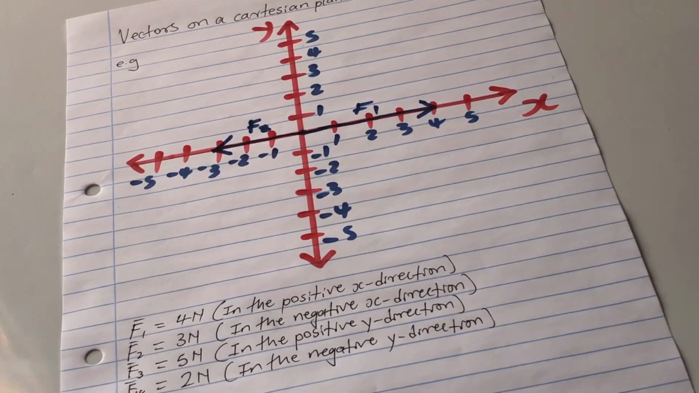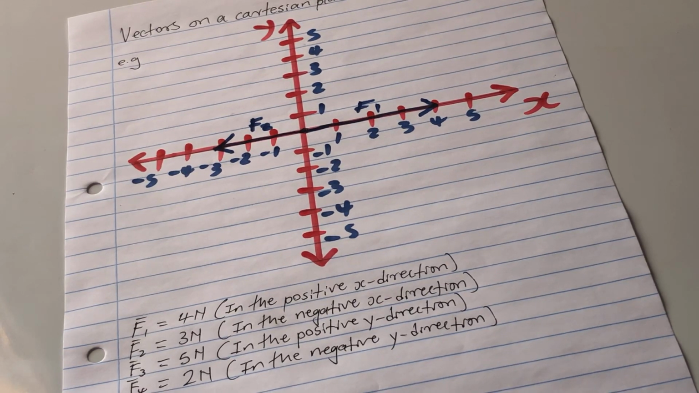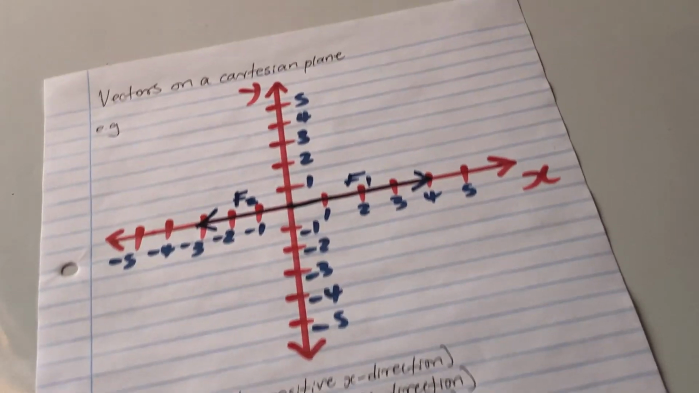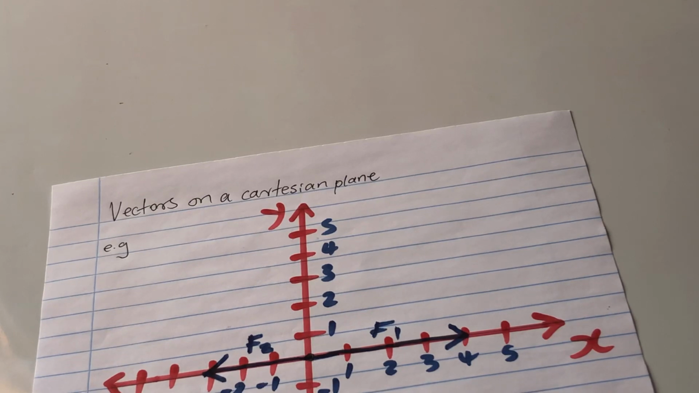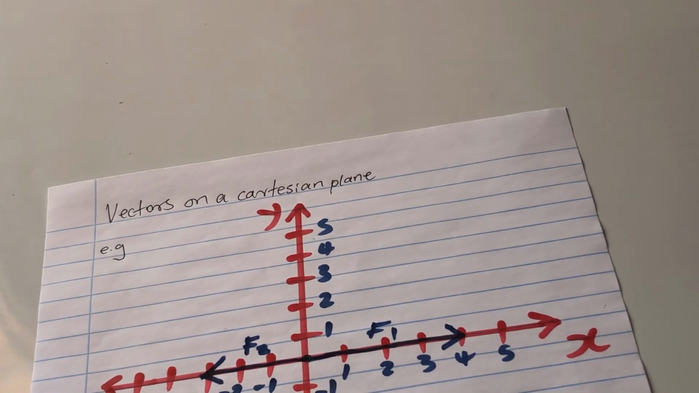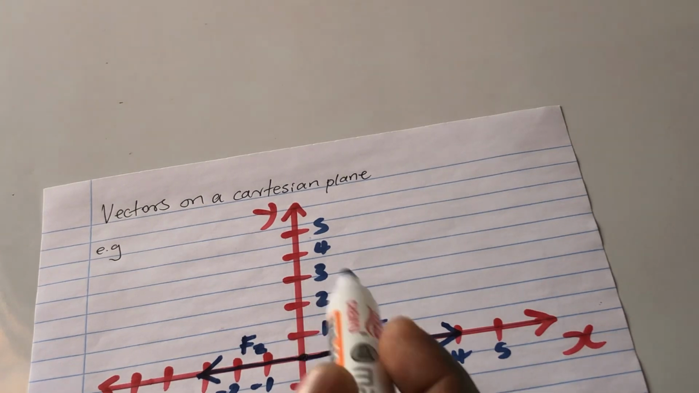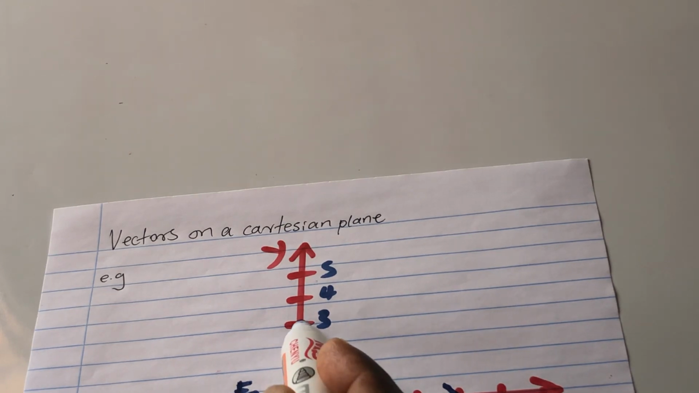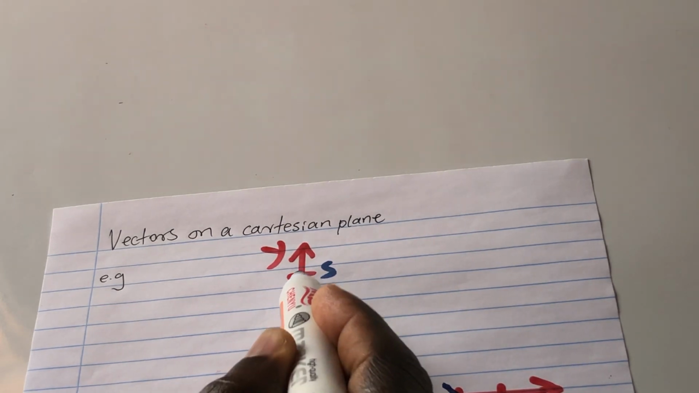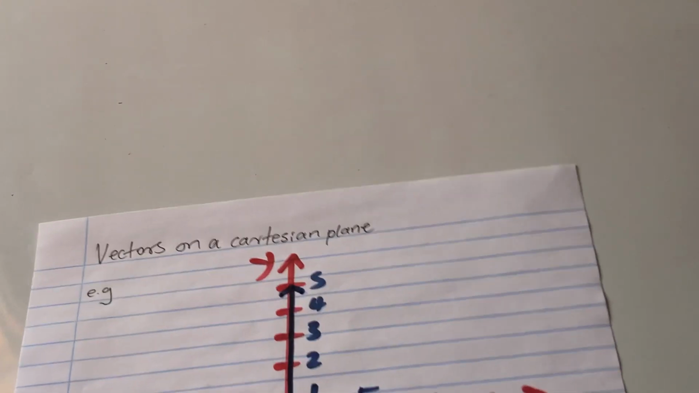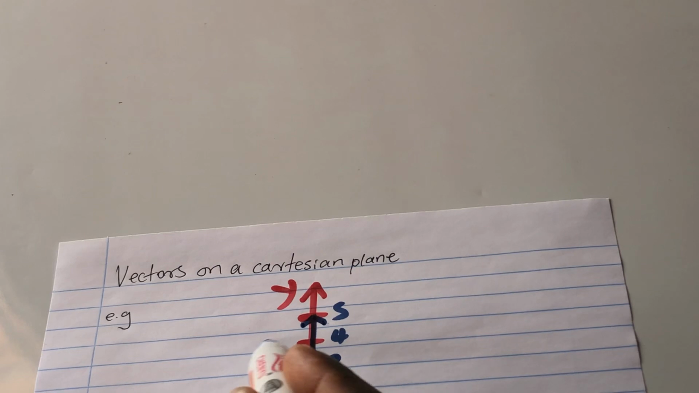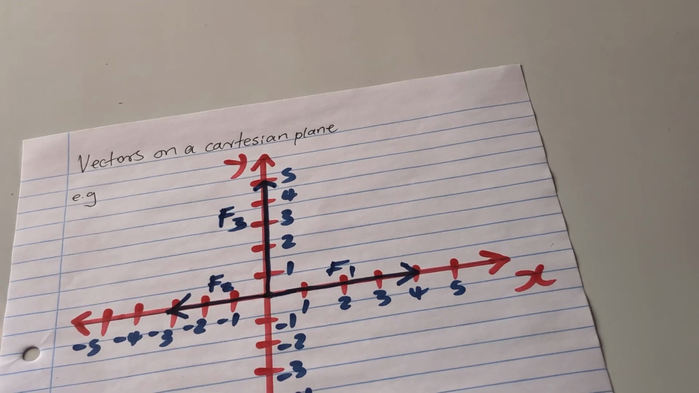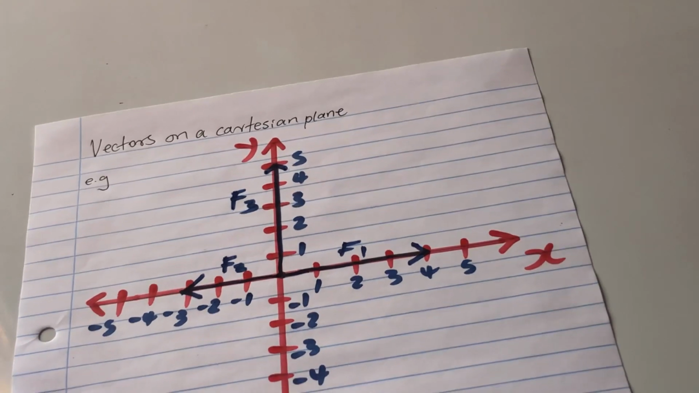The next one is F3, which is 5 Newton in the positive y direction. Again, I'll start drawing from the origin, moving upward. It will look like this. This is F3. 1, 2, 3, 4, 5 Newton in the positive y direction.